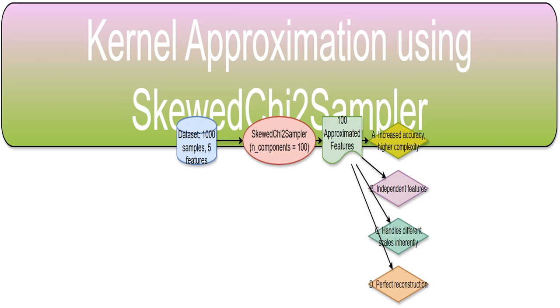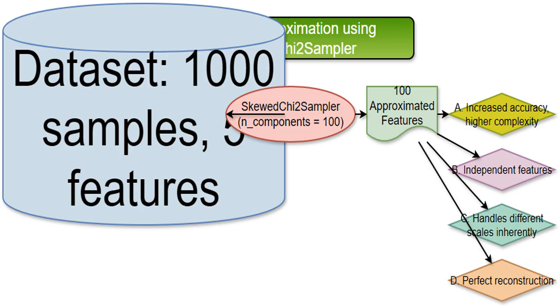kernel approximation with the SkewedChi2Sampler to make a faster, simpler version of a complex kernel function. Think of it like creating a quick sketch instead of painting a highly detailed masterpiece. I have 1,000 different data points, each described by 5 characteristics or features. For example, imagine each data point is a house, and the 5 features describe its size, number of bedrooms, location, age, and price.